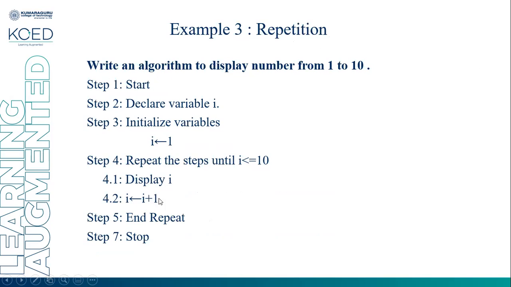Then I becomes I plus 1, so I's value is 2. 2 is less than 10, so 2 will get displayed. Then I becomes 3, then 3 will get displayed, and 4, 5, 6, 7, 8, 9, 10. 10 is less than or equal to 10, which is also true, so 10 will get displayed. I equals I plus 1 means 11. Now I has become 11 and the condition is false. It will come out of the end repeat loop. So the values from 1 to 10 will get displayed.